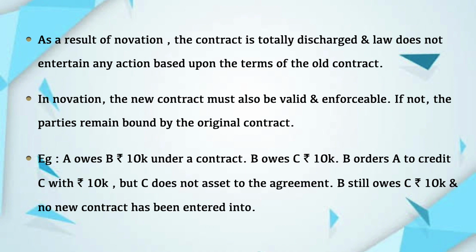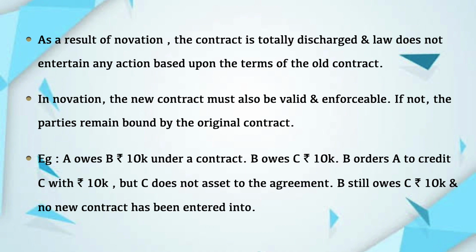Essentials of a valid offer, valid acceptance, consideration, capacity of parties. All these rules must again be followed to make sure the new contract is valid and enforceable by a court of law. In case it is not, then the parties remain bound by the original contract.